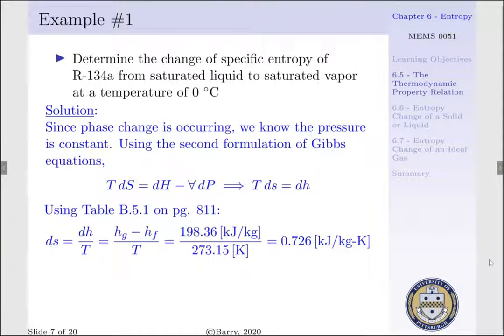Or we can say our change of entropy, ds, would be equal to our change of enthalpy, dh, per temperature, which is equal to h sub g minus h sub f per T. If we use table B.5.1 on page 811 of our steam tables, we'd have h_fg being equal to 198.36 kJ per kg, and this is occurring at our saturation temperature of 273.15 Kelvin. Thus our change of entropy is 0.726 kJ per kgK.